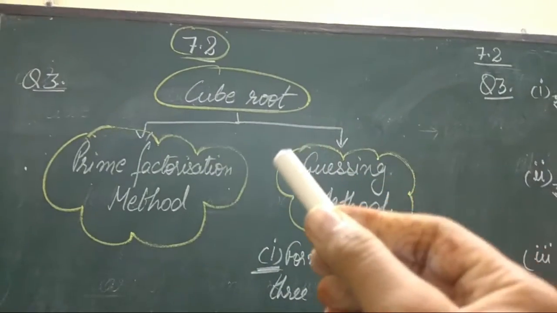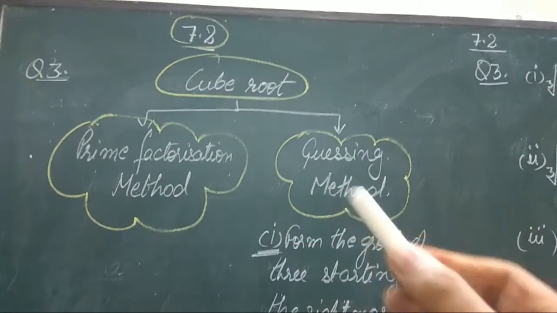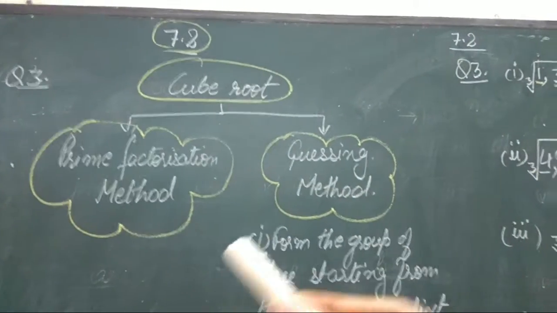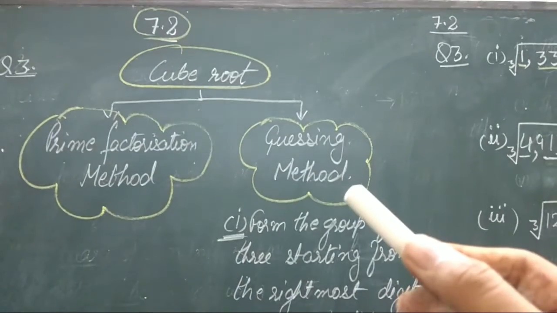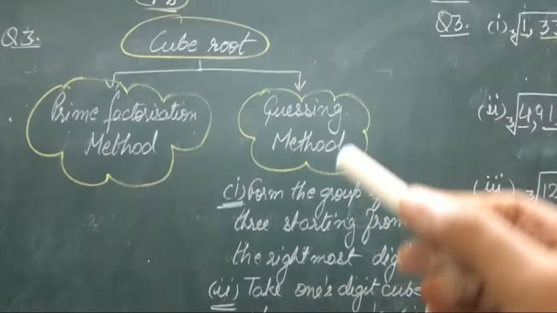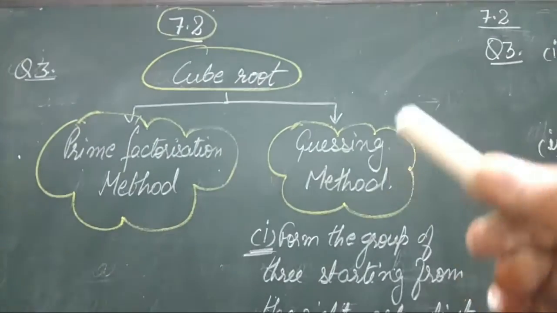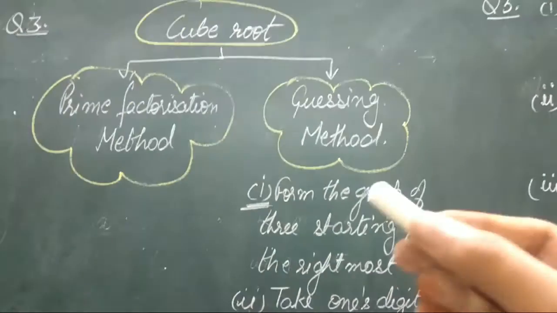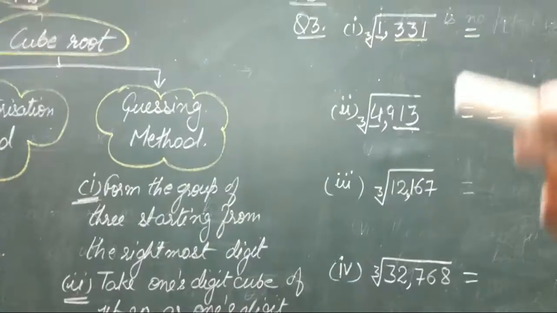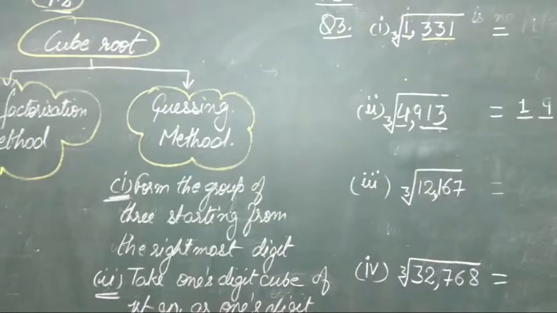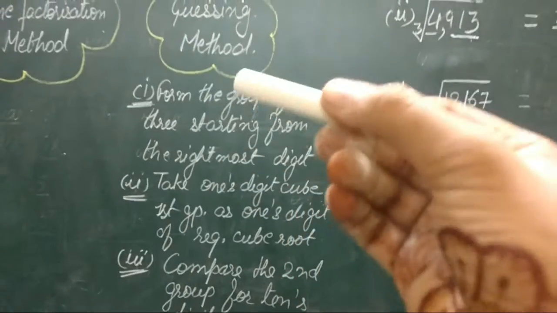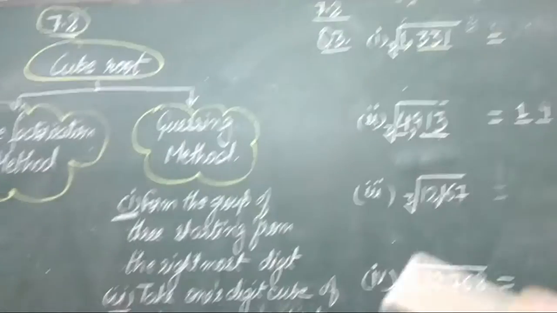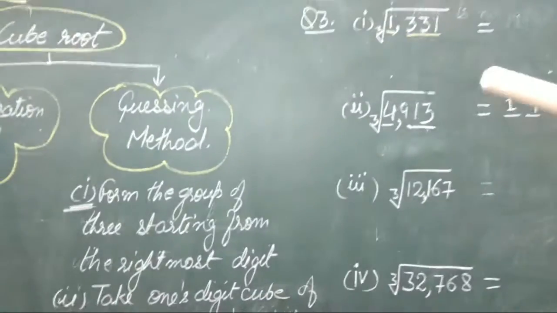So, let me tell you, to find out the cube root of any number, dear students, we have two methods. One is the prime factorization method and the second is the guessing method. Dear students, we are going to study the guessing method now, but this is applicable only for perfect cube numbers, right? So let us follow this method to find out the cube root of the given three numbers in question number 3. Now I have written a few steps. By following these steps, you will be able to find out the cube root of these numbers.